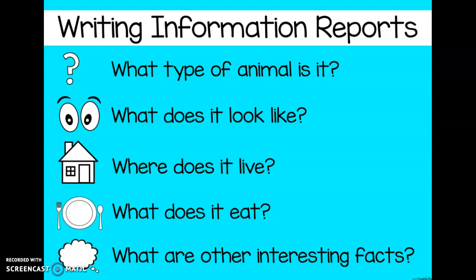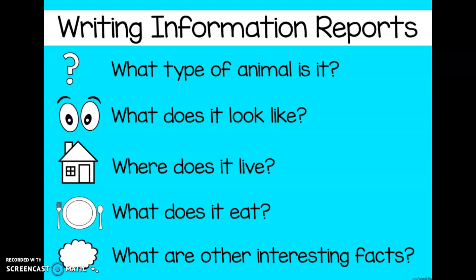When we're writing information reports, we need to classify the animal. And remember, our question mark is our classification symbol. So we need to say, what type of animal is it? And a little reminder, the different groups of animals we've looked at are mammals, amphibians, birds, fish, and reptiles. So you have to classify your animal first.